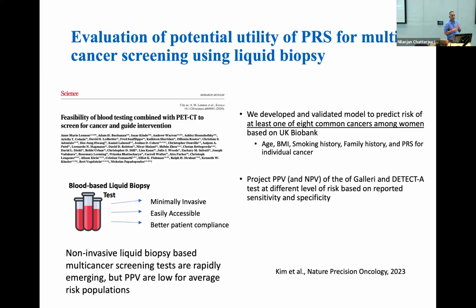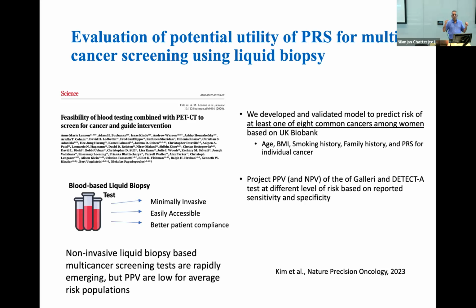Family history of a few common cancers, and the polygenic risk score for these individual cancers, which we could download from public data sets. Then we built a model based on the UK Biobank, using part of the UK Biobank data, to predict how well this combination of risk factors can predict a composite outcome: somebody developing a cancer out of these 8. And based on that, we can define risk level.